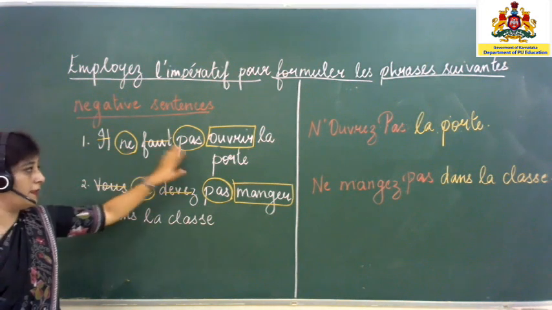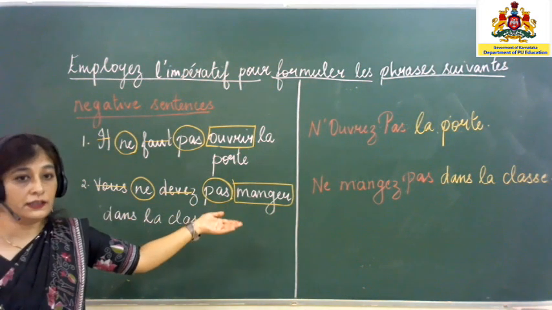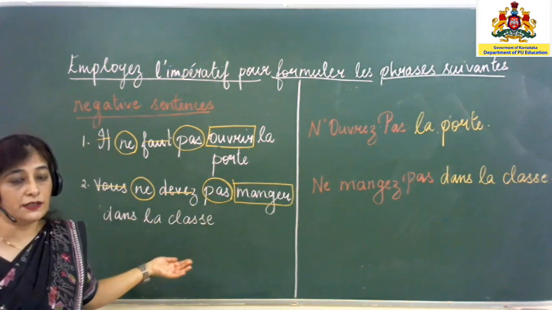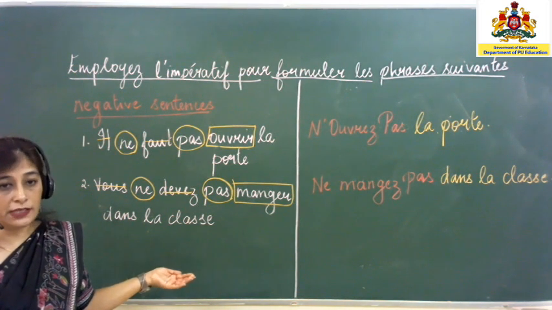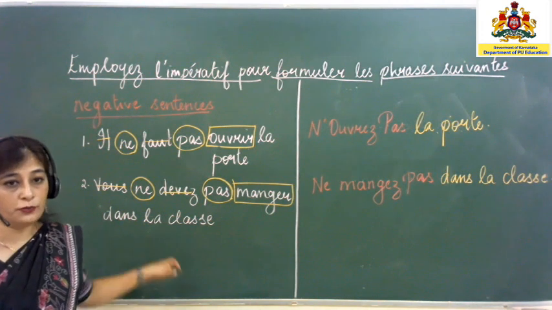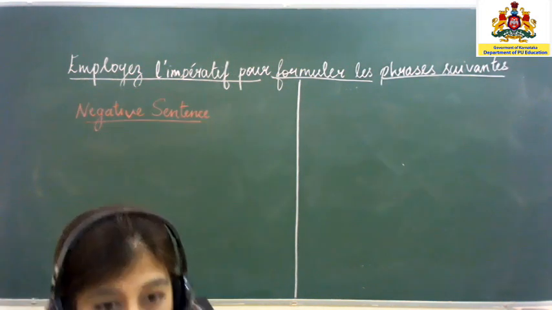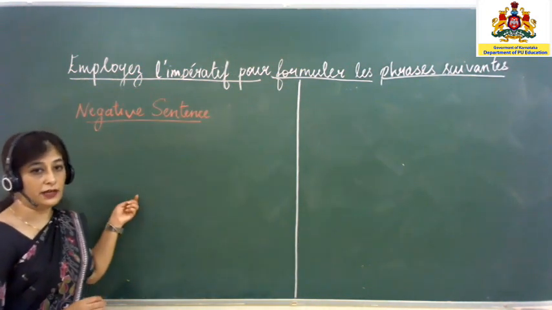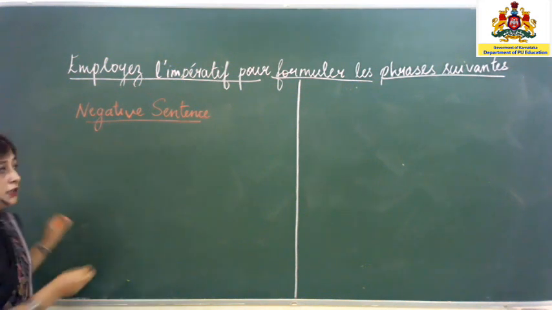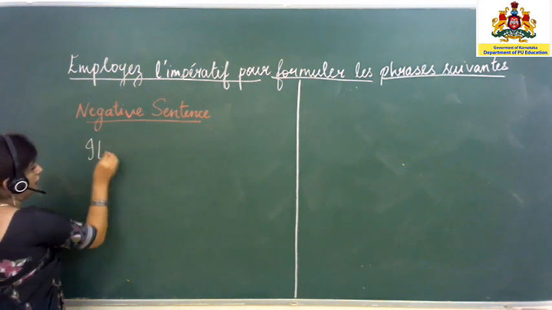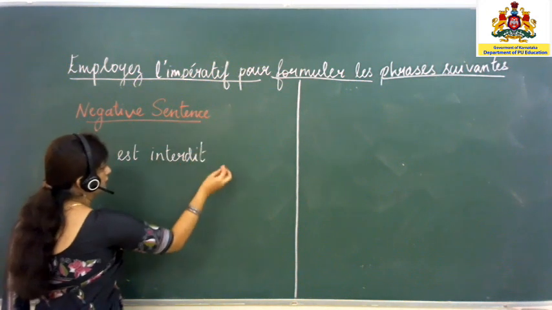So if I have the ne and the pas given in the sentence, I know that I have to follow the same rules and answer in the negative form. I hope it is understood till here. This is one kind of negative sentence. We have another type. I will explain it after this. I hope we have understood till here. The second type under negative sentence is when you have these two phrases already given in the question. The first phrase is if you have il est interdit de.